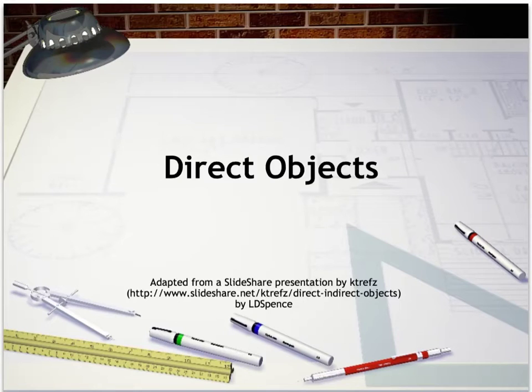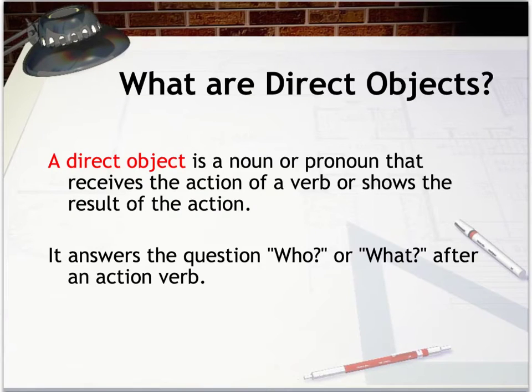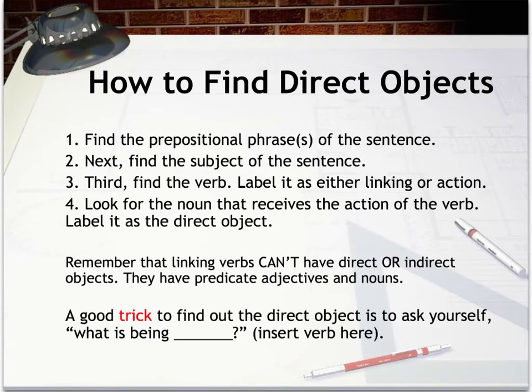This presentation will explain direct objects and indirect objects. A direct object is a noun or pronoun that receives the action of a verb or shows the result of the action. It answers the question who or what after an action verb. So to find a direct object, first look for prepositional phrases in the sentence. The direct object will not be in the prepositional phrase.